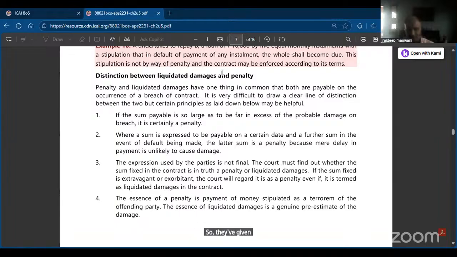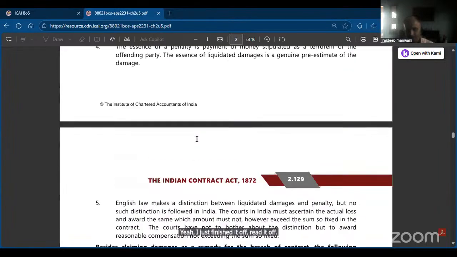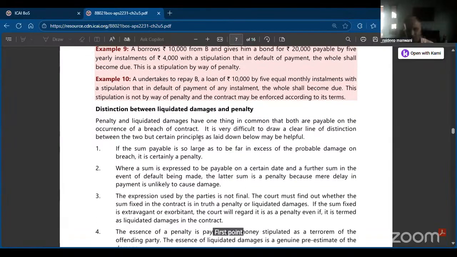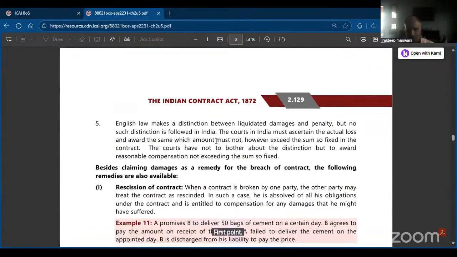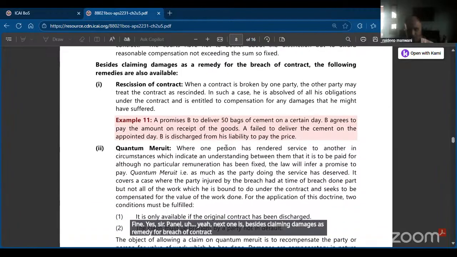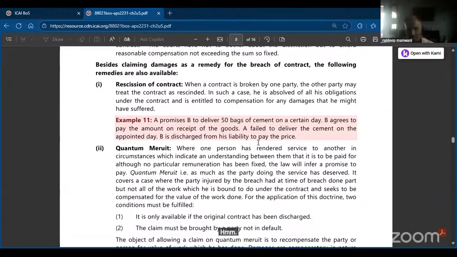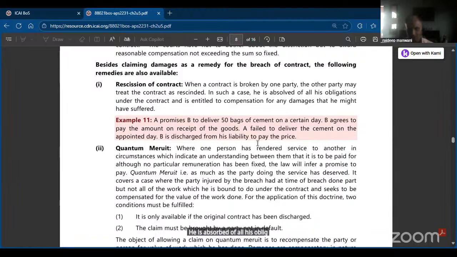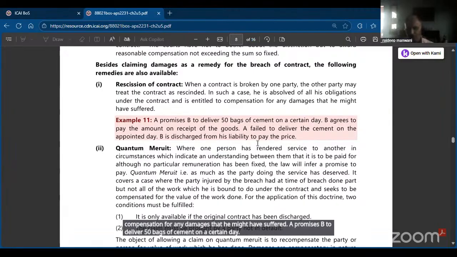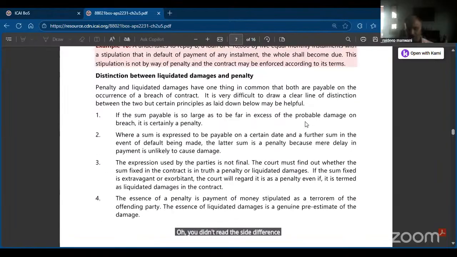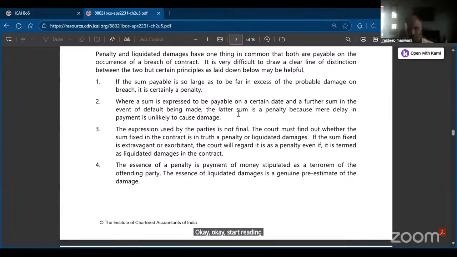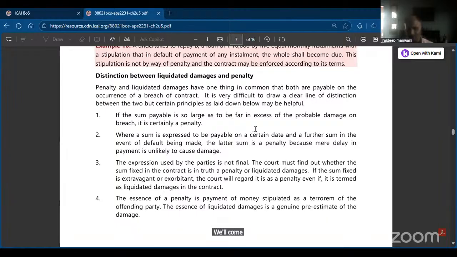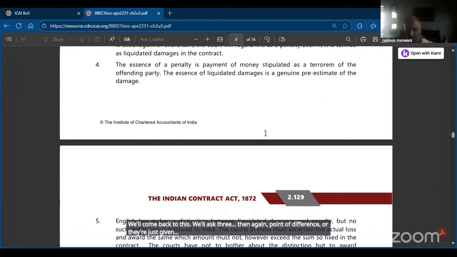So they've given 5 points here. Do you want me to read them, or should I just finish it off? Read it off. First point. Next one is besides claiming damages as remedy for breach of contract, the following remedies are also available. Rescission of contract. When a contract is broken by one party, the other party may treat the contract as rescinded. Now, what are you reading? These are the 5 differences. No, sir, this is other remedies. Oh, you didn't read those 5 differences. I told you to read it off, no? Okay, sorry, sir, I didn't hear you. Okay, start by reading those 5 differences first and then we'll go to these. We'll come back to this. Are they points of difference or just given? No, sir, just points. Okay, just read it quickly.